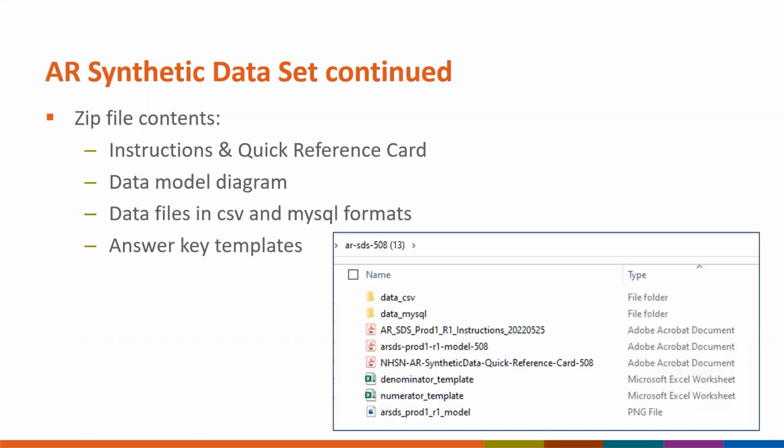So within the AR SDS zip file, you'll find the instructions, quick reference card, and the data model diagram. Like the AU SDS, you'll find the data files in both CSV and MySQL formats. And lastly, you'll find the two answer key templates, one for AR event numerators and the other for AR denominators.